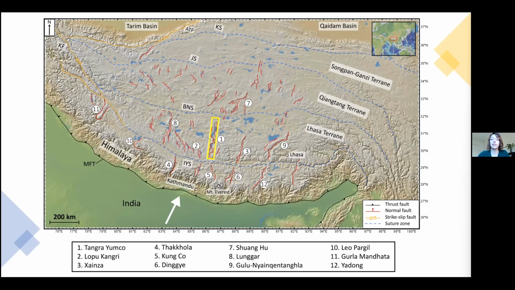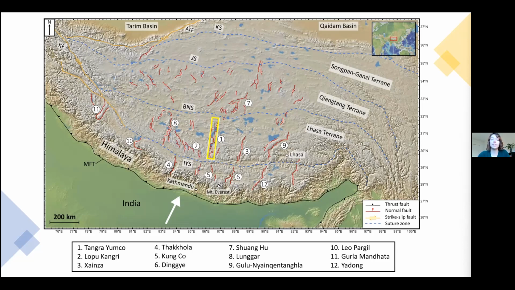Oblique convergence, indicated by the white arrow, and collision of India with Asia began around 60 million years ago, shortening and thickening the crust to form the Himalayan arc and uplifting the Tibetan Plateau to an average elevation of over 5,000 meters. Arc parallel extension along generally north-south trending rifts, shown in red on this map, crosscuts the pre-Cenozoic structural grain of the plateau and is thought to have initiated synchronously during Miocene time.